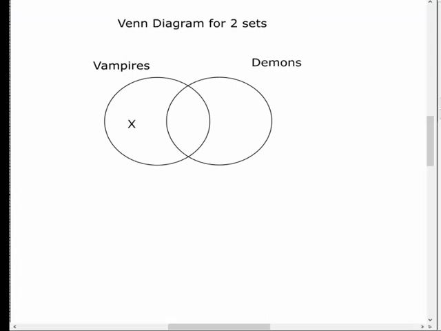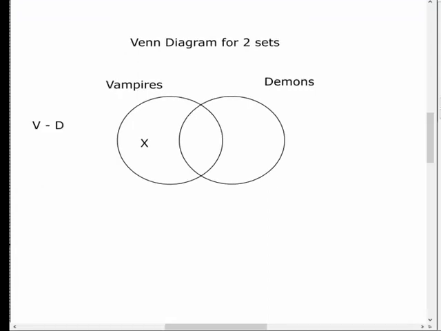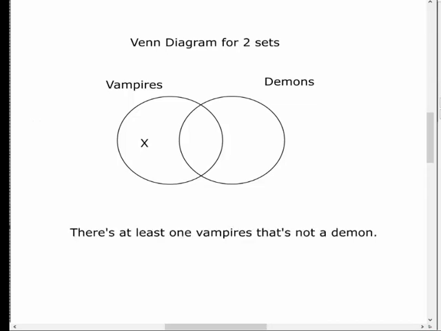Next, let's put the X over here in region 1. In terms of sets, this is V minus D. So you might most naturally express this information by saying there's at least one vampire that's not a demon. At this point, it's probably obvious that this diagram should be associated with the O statement. Some vampires are not demons.